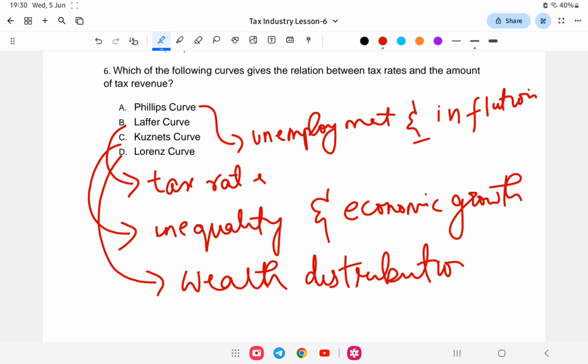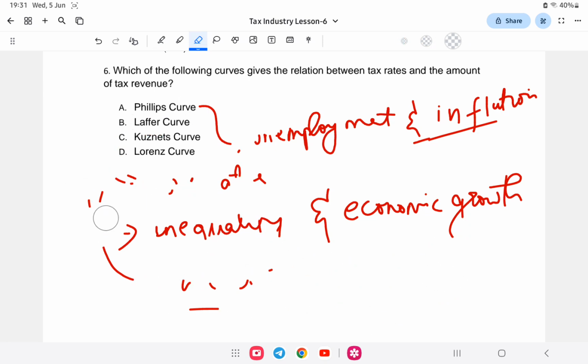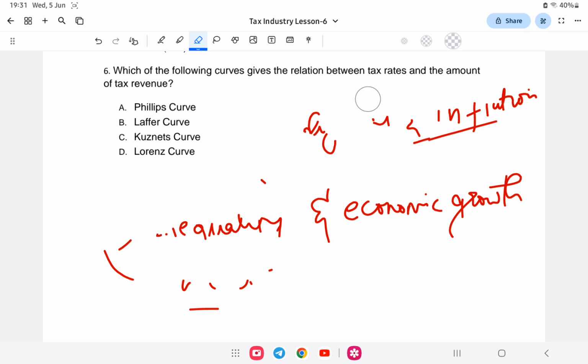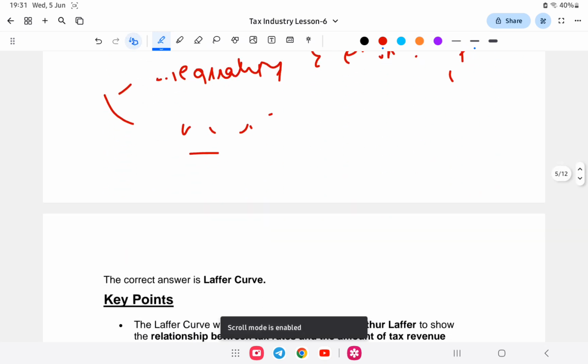So the Phillips curve is about unemployment. Just remember that Phillips is about unemployment, so it shows unemployment and inflation. Laffer is about tax. Kuznets measures inequality. Lorenz shows how the rich hold the money. So this is the answer. The answer is Laffer's curve. It shows the relationship between tax rate and amount of tax revenue.